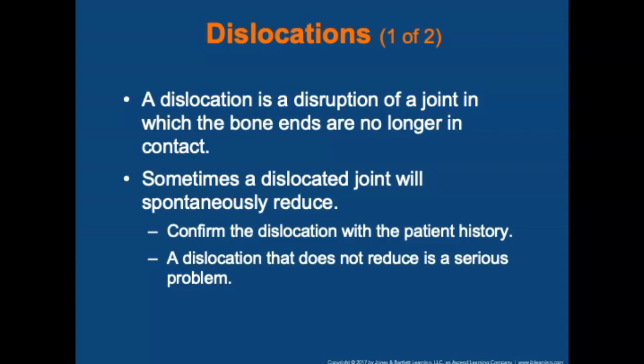Sometimes a dislocated joint will spontaneously reduce, or return to its normal position, before your assessment. So you will be able to confirm the dislocation only by taking a patient history. If a dislocation does not spontaneously reduce, it's a serious problem. Commonly dislocated joints include the fingers, shoulder, elbow, and knee.